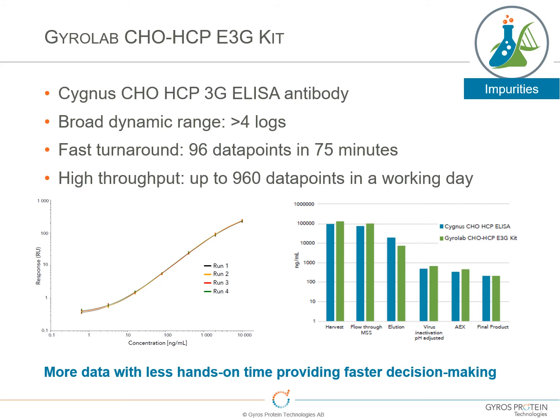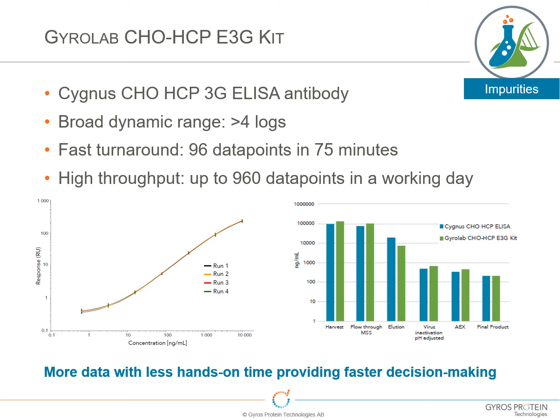The graph on the left shows the broad 4-log working range of the Gyrolab CHO-HCP E3G kit that minimizes sample dilutions, analyzing bioprocess samples with concentrations ranging from approximately 3 nanograms per mil to 8,000 nanograms per mil. The standard curves run in triplicate in 4 runs on 2 instruments and by 2 operators show the high reproducibility.